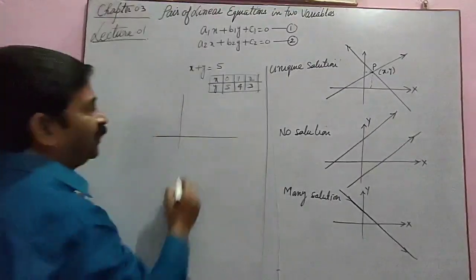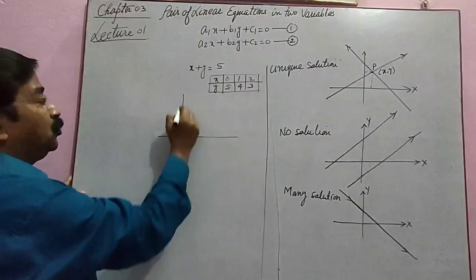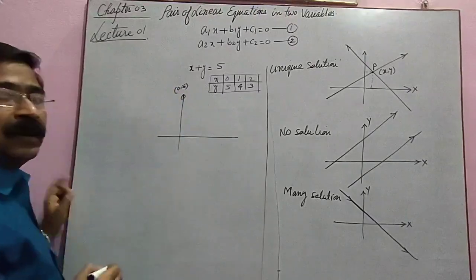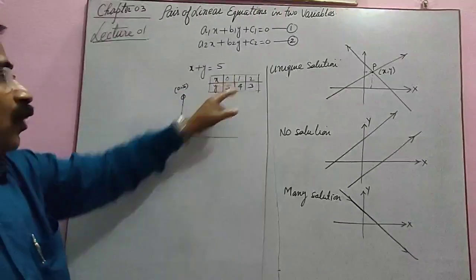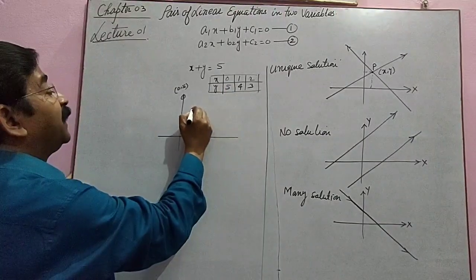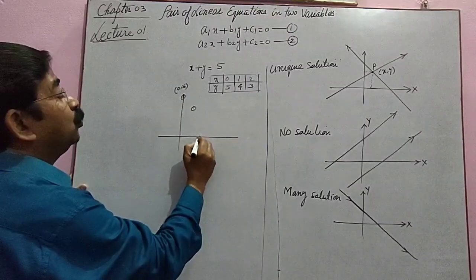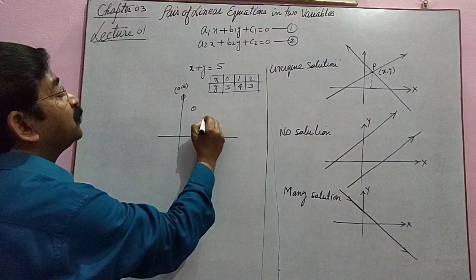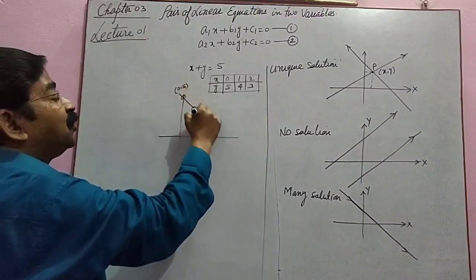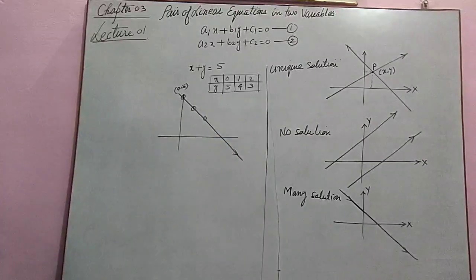See, I am plotting it. The first point is 0, 5. X is equal to 0, y is equal to 5. Another point is 1, 4. This is 1 and this one is 4. Then 2, 3. X is equal to 2, y is equal to 3. So when you join these, the line is passing in this direction.